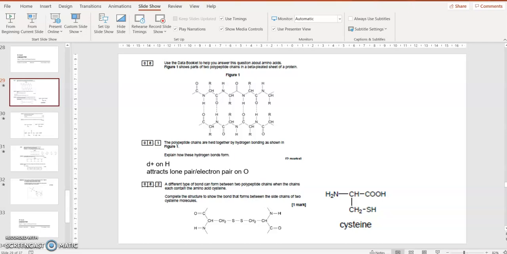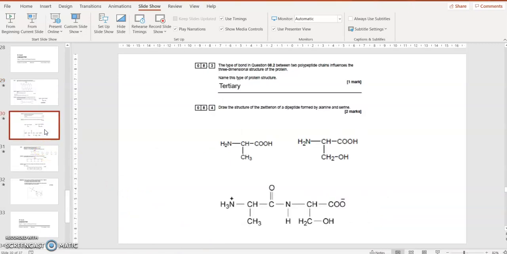Sulfur to sulfur bond is a bit of a strange one. It happens between two cysteine amino acids. If you look at cysteine, it's got an SH, and so the SH of one molecule bonds to the SH of another molecule. The H is released and it forms an S to S bridge, called a sulfur bridge, between two amino acids on separate polypeptide chains or within the same chain to make a secondary structure.